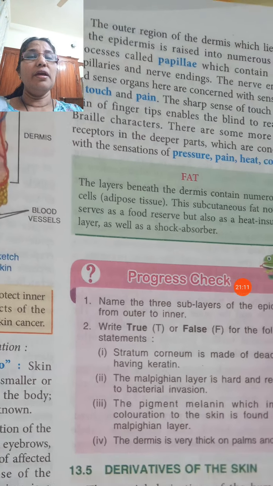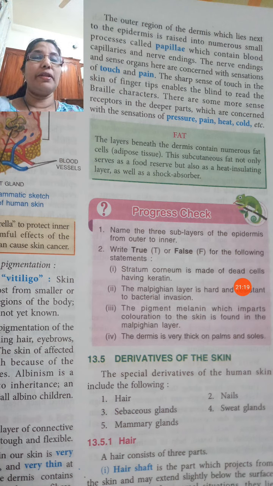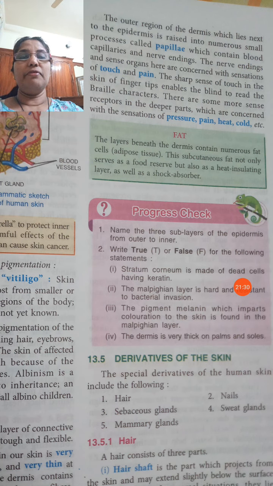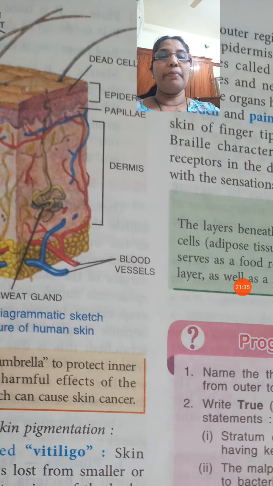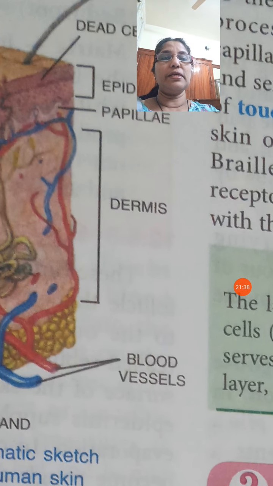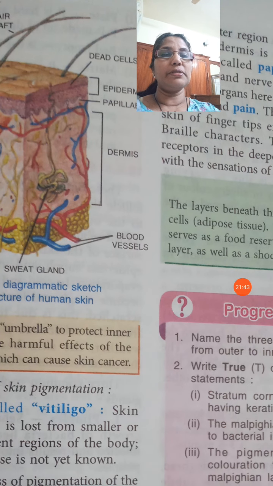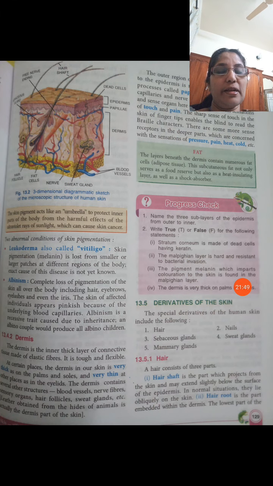Then again the other structure, papillae, small processes which contain blood capillaries and nerve endings. It is for the sensation of pain or touch. This area, the papillae, will have more. I show you the structure, the papillae here. More sensory cells are present in that certain region of the epidermis known as the papillae.